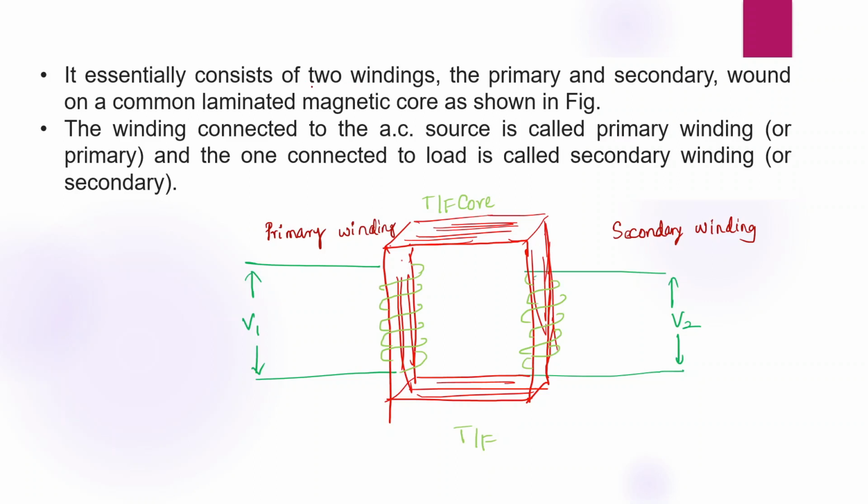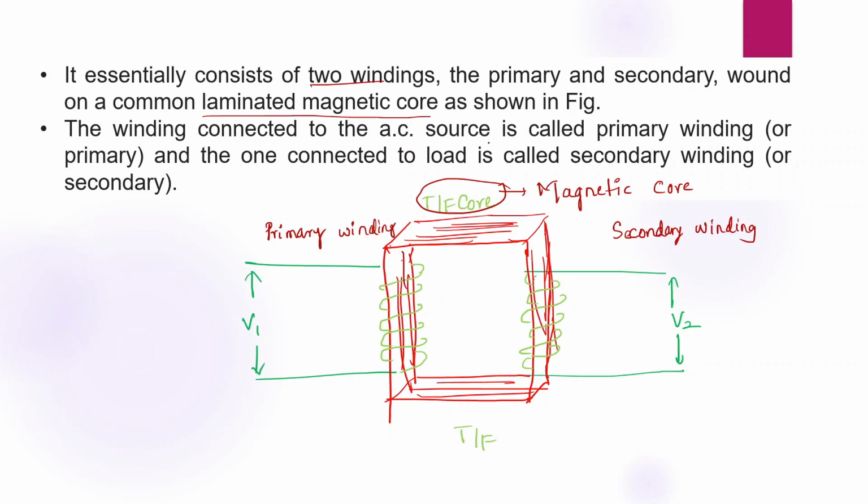It essentially consists of two windings, the primary and the secondary winding, wound on a common laminated magnetic core. So this transformer core I explained is a magnetic core. It is common for both primary and secondary windings. Okay, on a magnetic material we have wound two windings. One is primary winding and another is secondary winding.